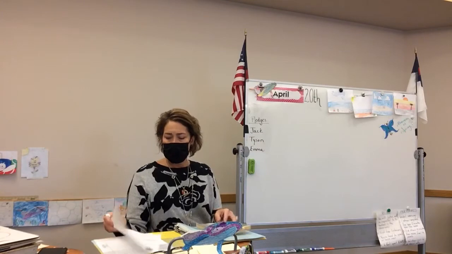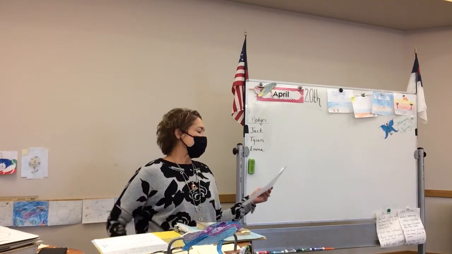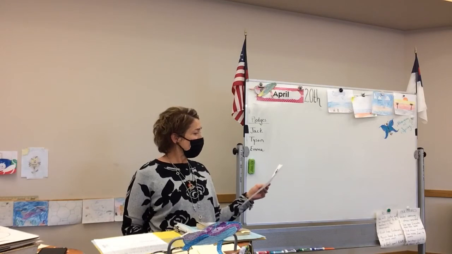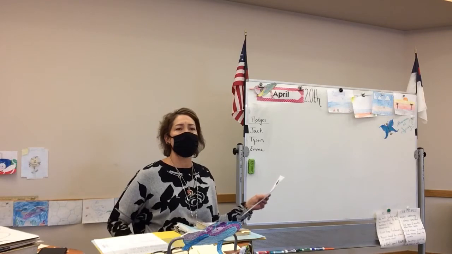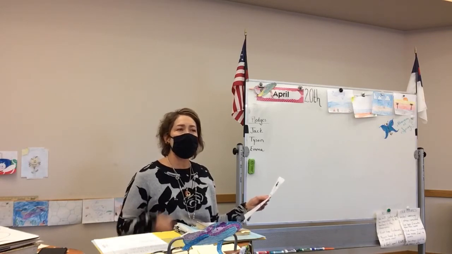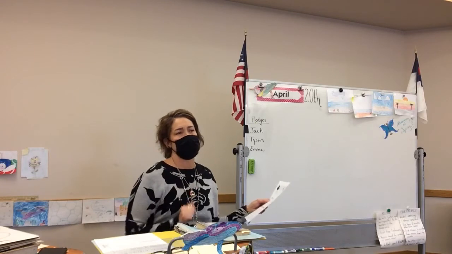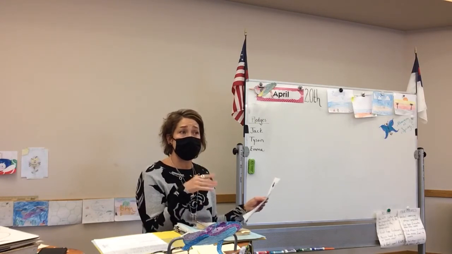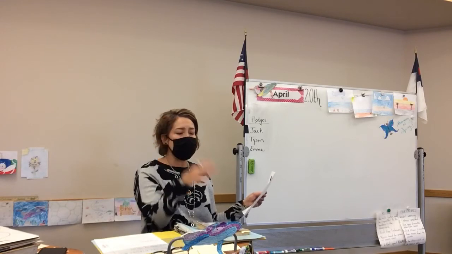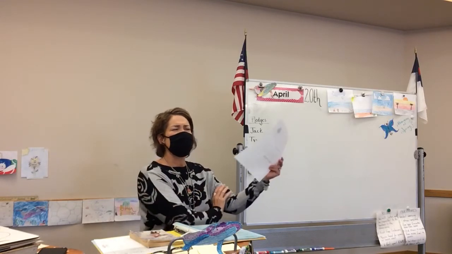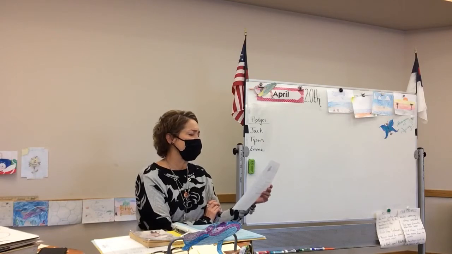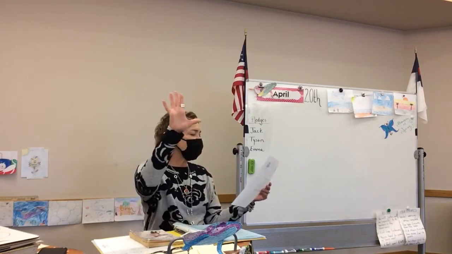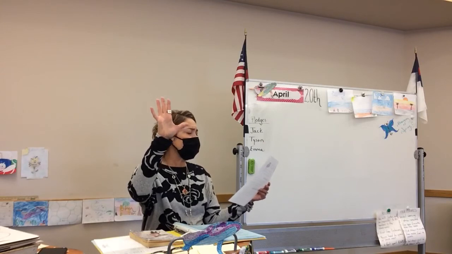So, it says on our page of visualizing, good readers use details from the story to create a picture in their minds. Does that mean you have a camera in your mind and you take pictures? No. But that is what you kind of need to do, especially when we are reading about something very different than what we're used to. How to visualize. Create a movie in your mind to picture the characters, setting, and events in the story. Use the five senses to imagine. What are your five senses?